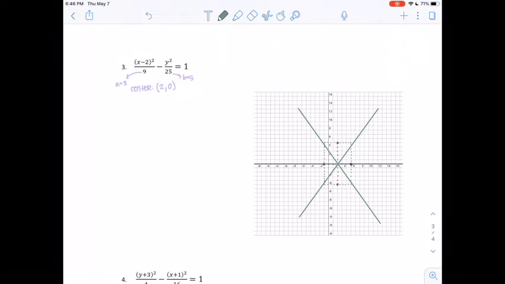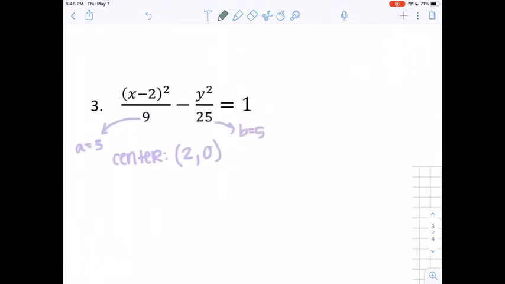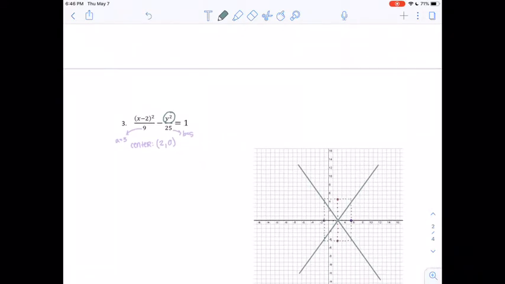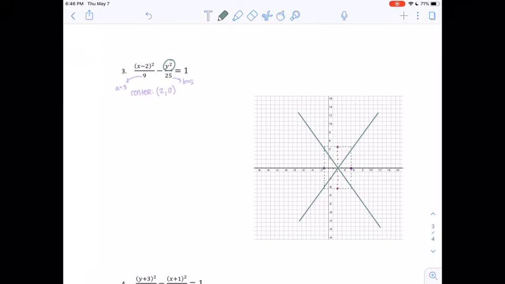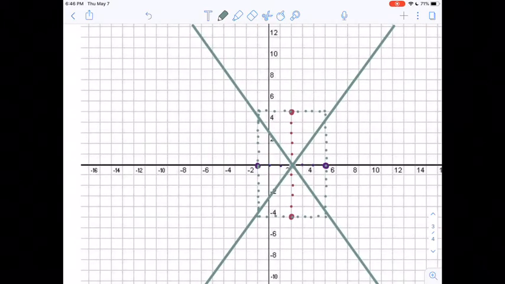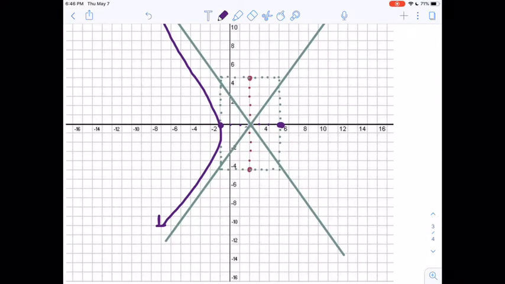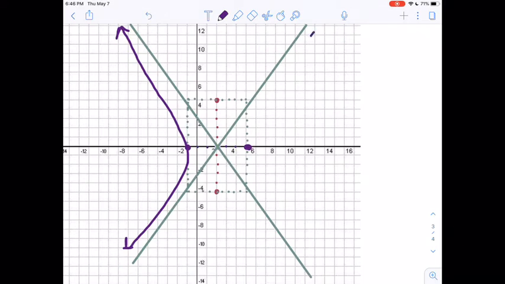Is it going to be the dark purple or the magenta? Well, it's subtracting y, so it's going opposite of the y-axis. So that means it's opening left and right. So these dark purple ones are going to act as my vertices. And I'm going to follow this asymptote all the way through. I'm going to do it again on the other side.